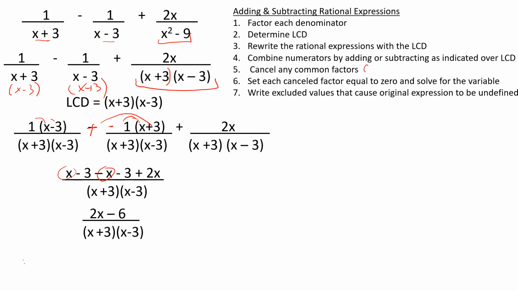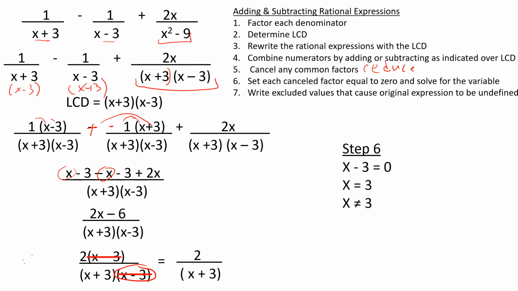Can it be reduced? For some reason, when I touch the screen, it wants to move forward. Well, you have to factor the numerator, and the numerator has a common GCF of 2, so I factored out a 2 here. And now I can go ahead and cancel anything that is in the top and the bottom, which is the x minus 3. And we're left with 2 divided by x plus 3. We have to take what we've canceled here and do step 6 and find out what x cannot be. In this case, x cannot be 3. So this is your final answer.